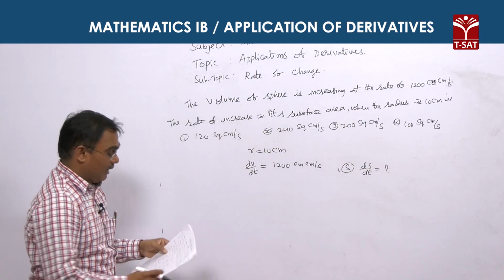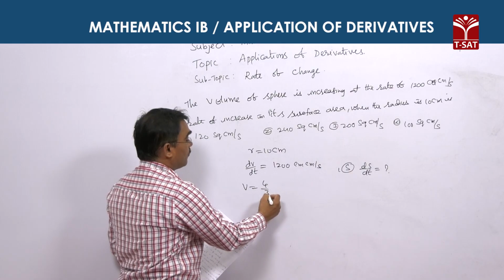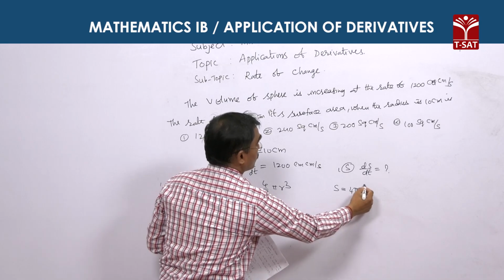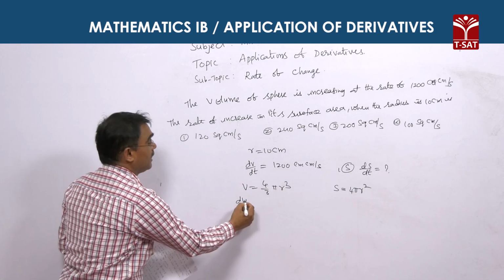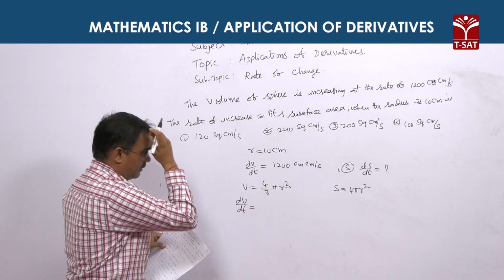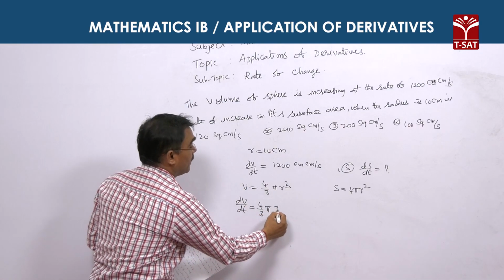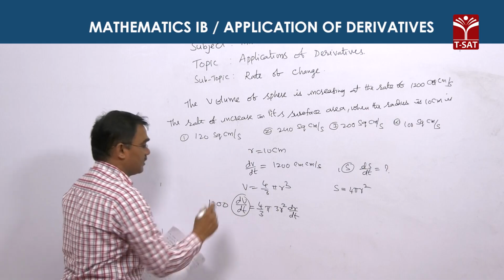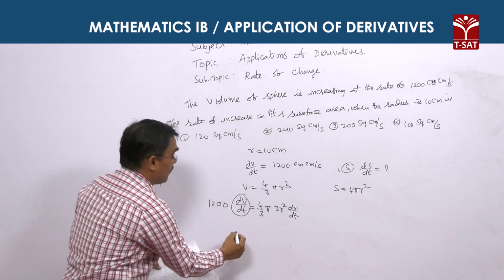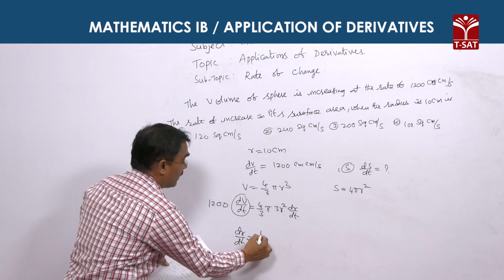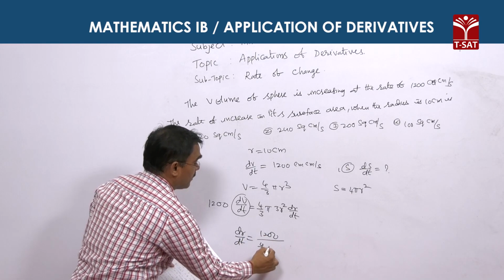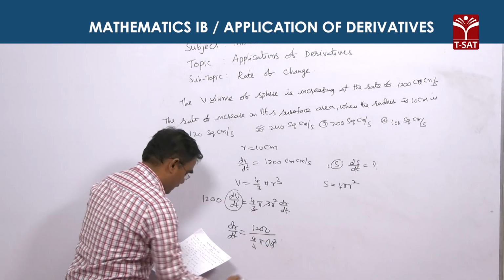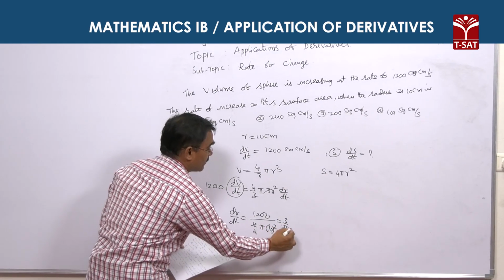Now the volume of the sphere V is equal to 4 by 3 pi r cube, and surface area S is equal to 4 pi r square. These are two formulas. dV by dt is equal to 4 by 3 pi into 3r square into dr by dt. This value dV by dt is already given, 1200. From this we get dr by dt is equal to 1200 by 4 by 3 pi into 3 into 10 square, where the 3 will be cancelled. Simplifying, we get 3 by pi.